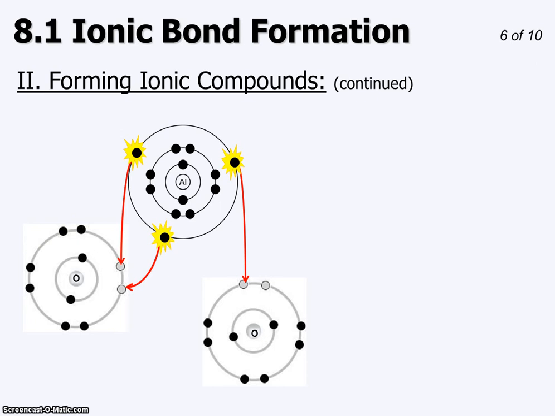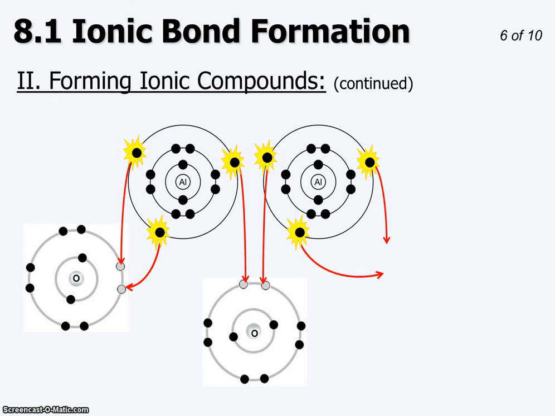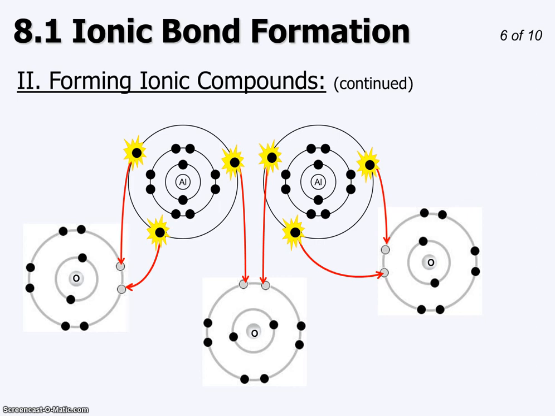However, this oxygen atom is not fulfilling its octet rule. So we have another aluminum atom. Now we have 2 oxygens that have full outer shells and they are very happy and stable. However, this aluminum has 2 more electrons that it would like to get rid of. So if we have a third aluminum, now we have a complete transfer of electrons. No electrons are left floating around freely, and all of the atoms have a full outer shell.